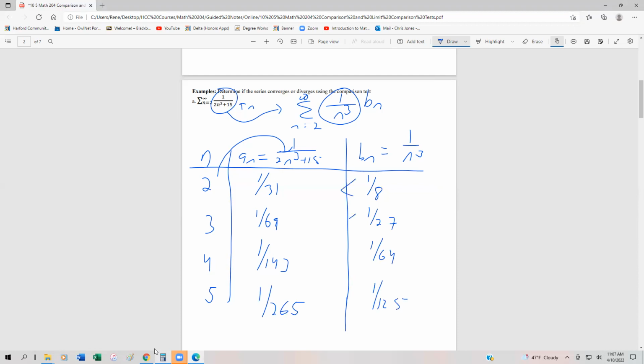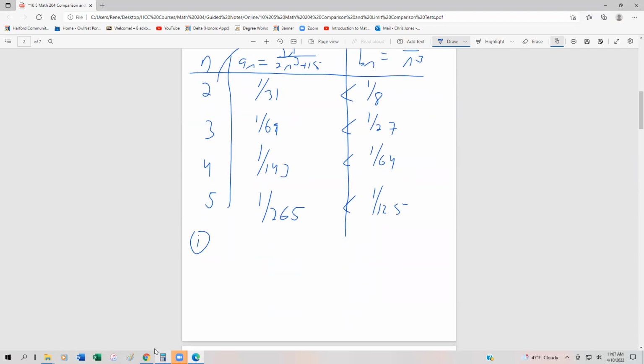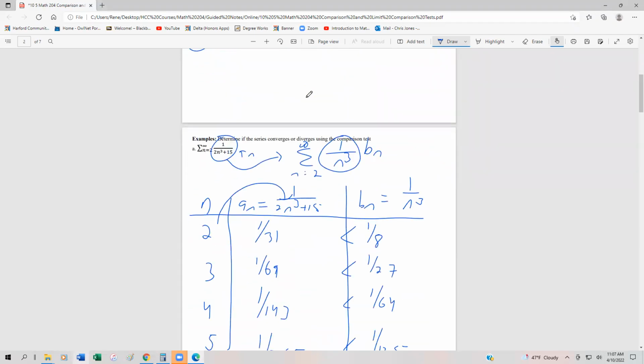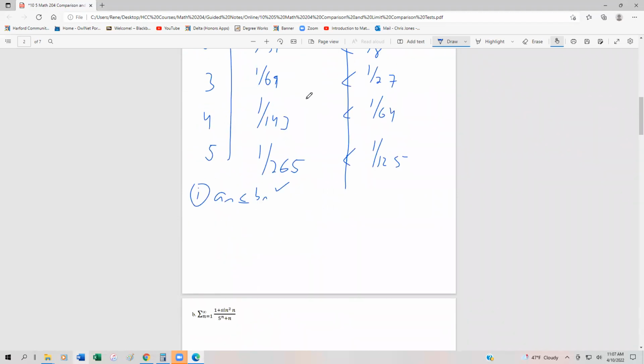And clearly, all of these terms are smaller for a sub n. So it looks to me that a sub n is less than or equal to b sub n. And so if we go back up to the rules, a sub n is less than b sub n, then we're trying to determine if b sub n converges. So this is part I, and then for part II, we have the series n equals 2 to infinity of 1 over n cubed.